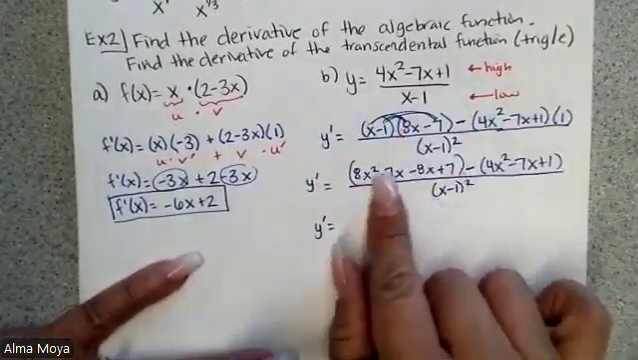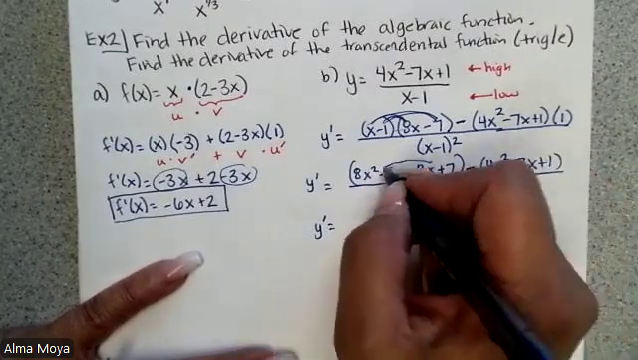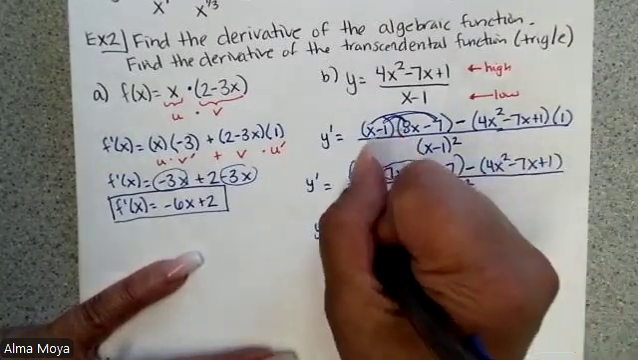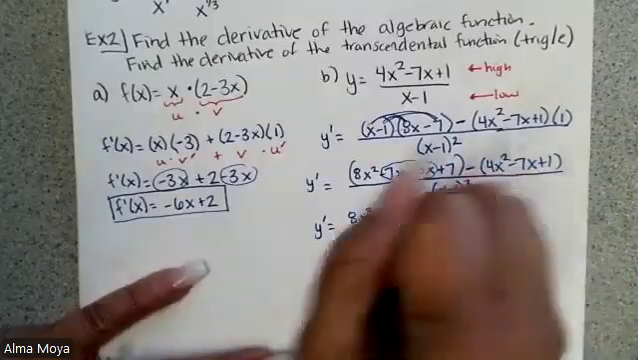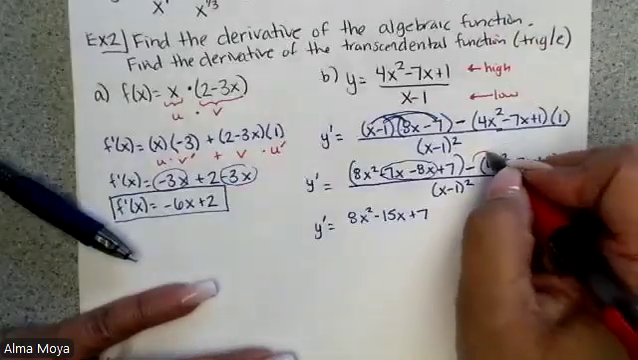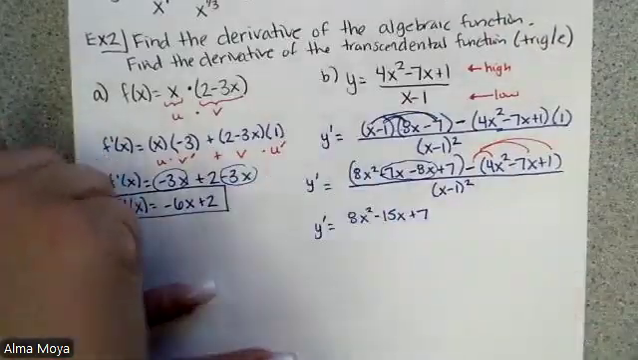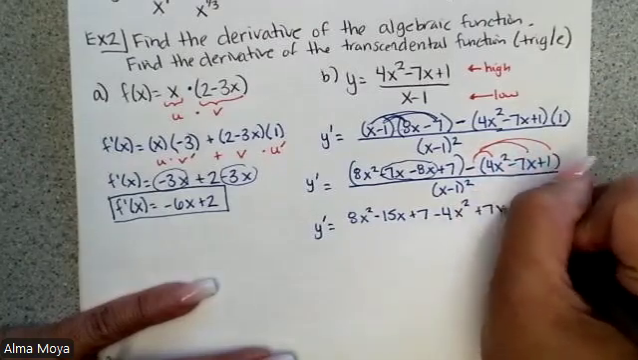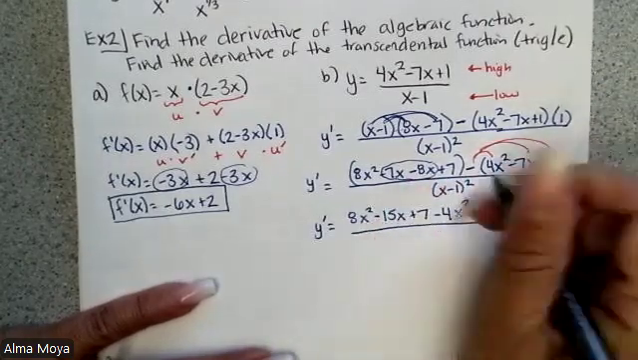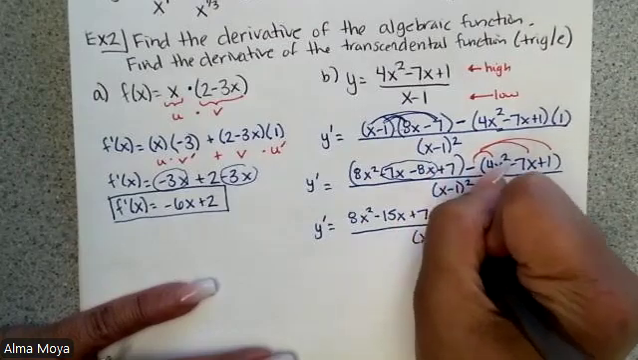So the first one right here, I notice that these are like terms. So I'm going to put those together. So I'm left with 8x squared minus 15x plus 7. And then this negative has to be distributed to all the terms. So that's going to be a negative 4x squared, a positive 7x, and a negative 1.